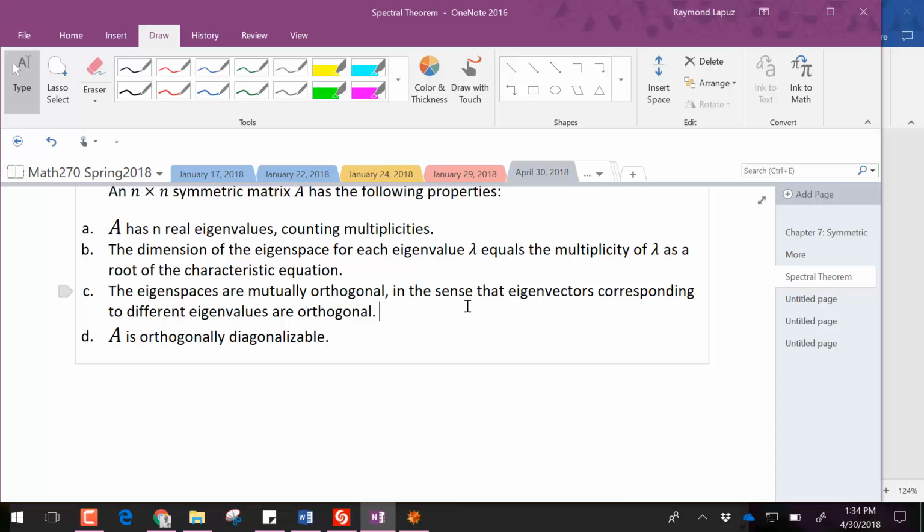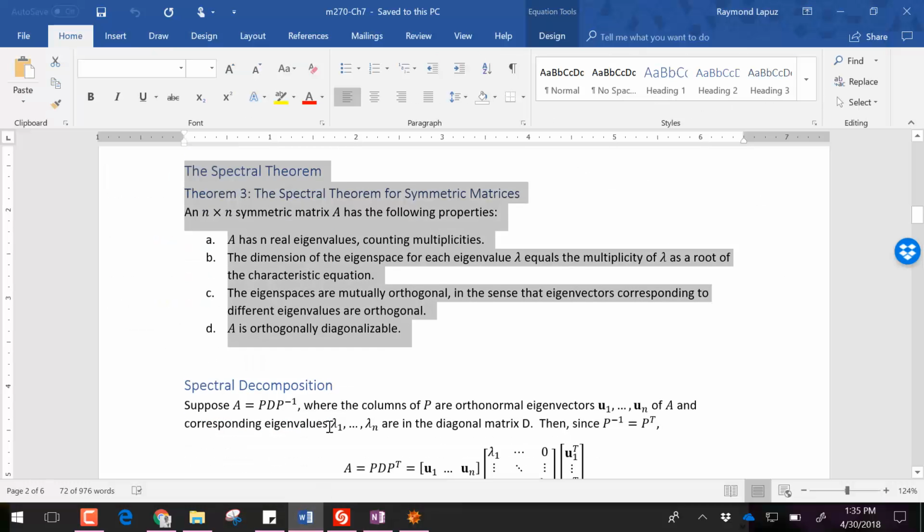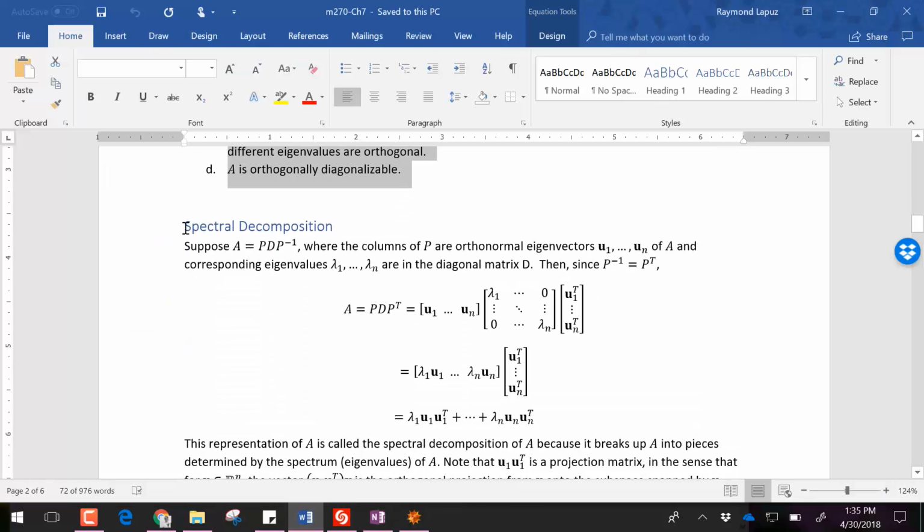And then the last thing is it says that A is orthogonally diagonalizable, which means we can find this special matrix P, an orthonormal matrix, so that its inverse is its transpose. Okay? So that's the spectral theorem, but I think more important is the actual decomposition.